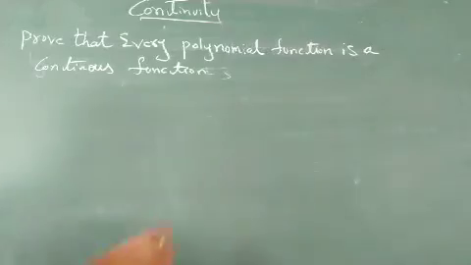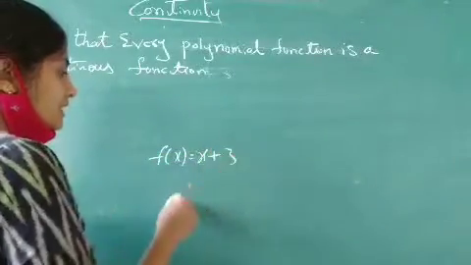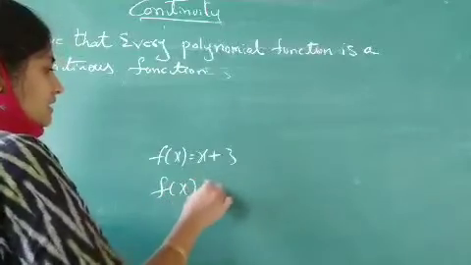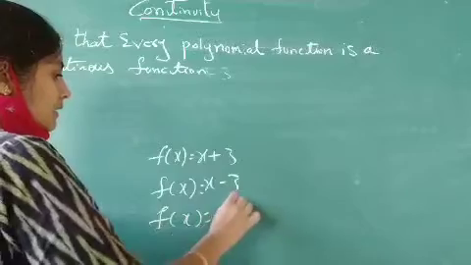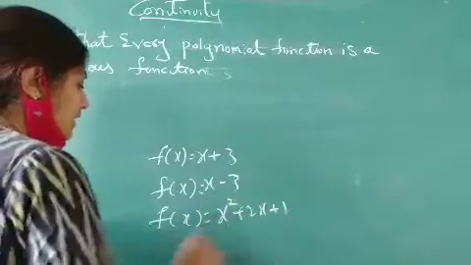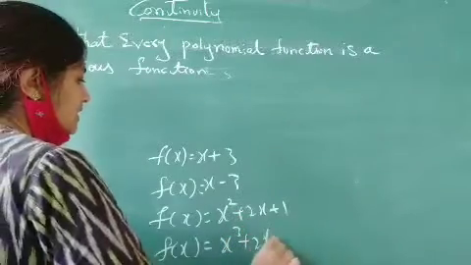Polynomial means, for example, f of x equals x plus 3, f of x equals x minus 3, f of x equals x square plus 2x plus 1, or f of x equals x cube plus 2x plus 1.